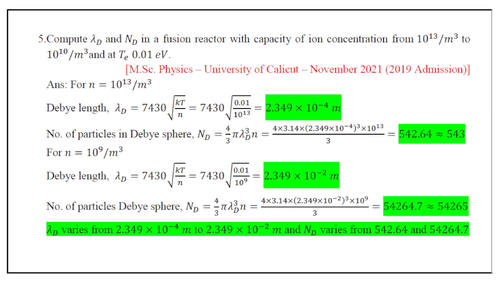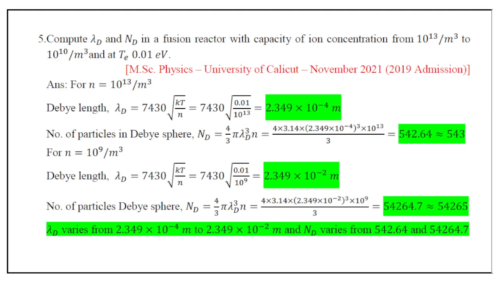Then for n equal to 10 raised to 9, Debye length is obtained by using the same formula, but n is equal to 10 raised to 9, and we will get this result. And the number of particles will be equal to 54,264. It is 54,265 almost.